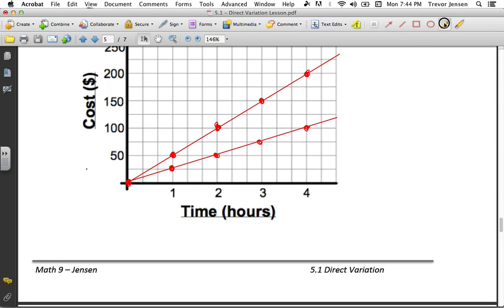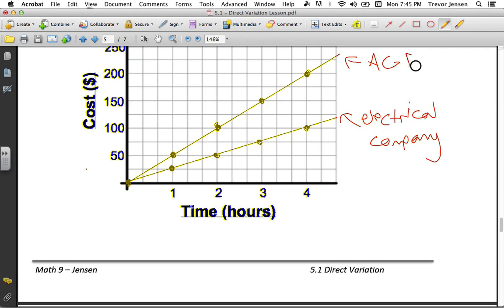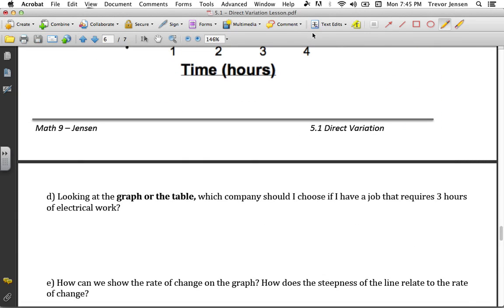I should have labeled these graphs so you know which one is which. This one was the electrical company. And this one was AC/DC. So at 3 hours, electrical company has a lower cost. It costs $75, while AC/DC costs $150. So we're going to choose electrical company to do the job that takes 3 hours of work. So we'll choose electric company.